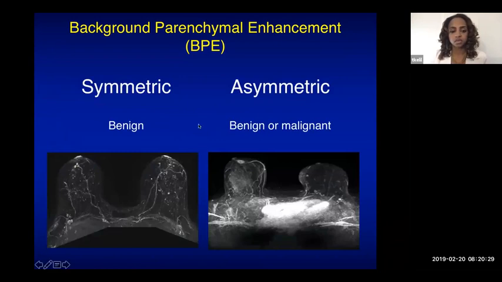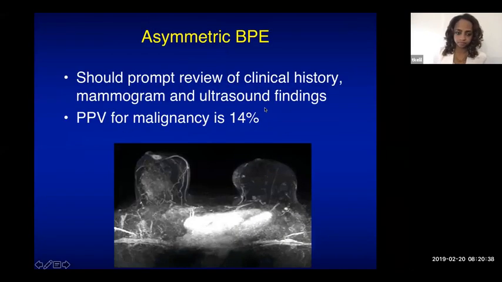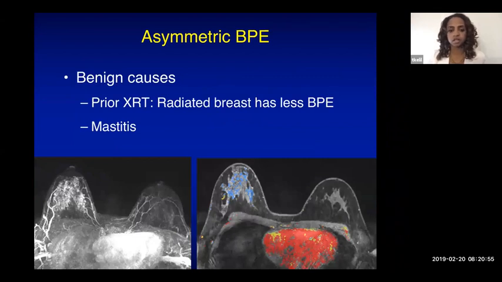Another thing to note is whether the BPE is symmetric or asymmetric. Symmetric BPE is benign. If it's asymmetric, it can be benign or malignant. So you should always review the clinical history and look at the mammogram and ultrasound to see if there's any cause for the asymmetry, because the positive predictive value for malignancy when you see an asymmetric BPE is around 14%. But there are some benign causes, especially if the patient had prior radiation therapy. Here's an example of a patient with prior radiation therapy to the left breast. There's decreased BPE there, and you can see that the right breast has an asymmetric marked BPE.